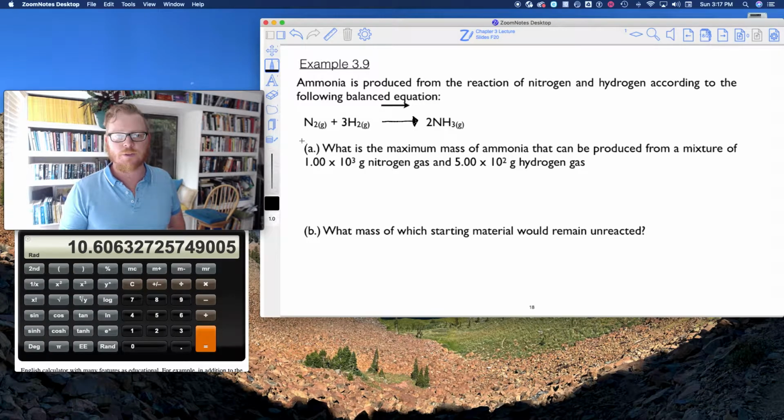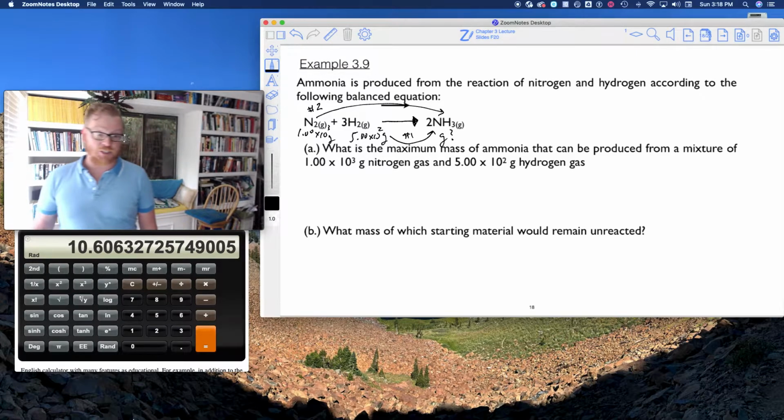from a mixture of 1.00 times 10 to the 3 grams of nitrogen, that's 1,000, and 5.00 times 10 to the 2 grams of hydrogen, that's 500. And so remember, I'm going to do one problem. We'll call the hydrogen number 1, where I try to figure out how much mass that's going to create. And then I'm going to do a second calculation, number 2, where I figure out how much ammonia I can make from that amount of nitrogen gas.